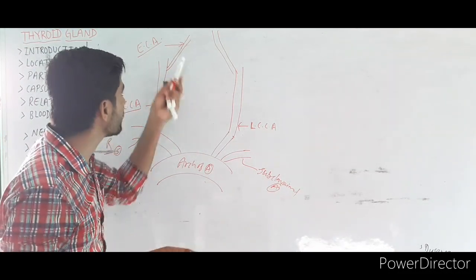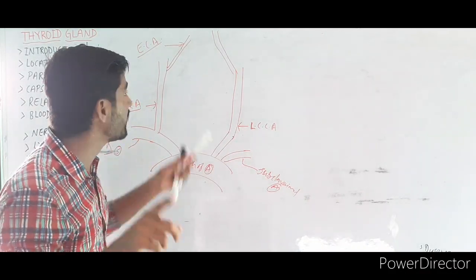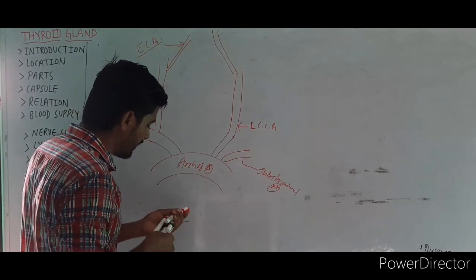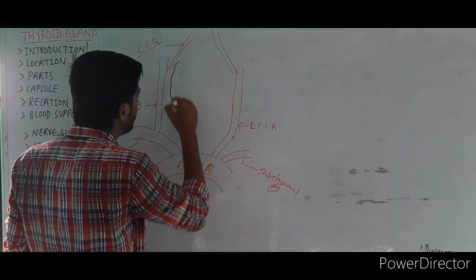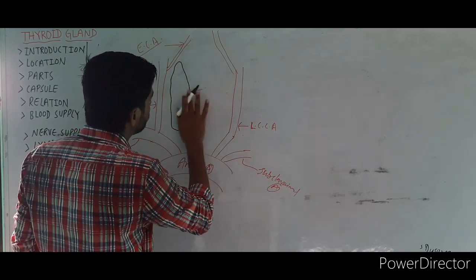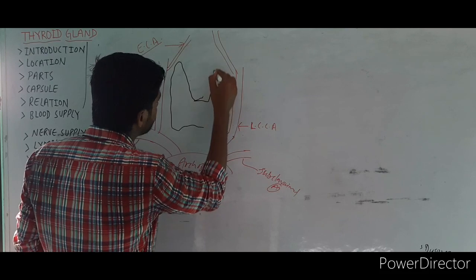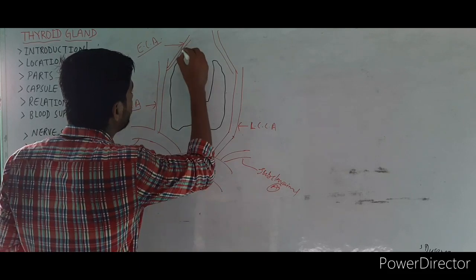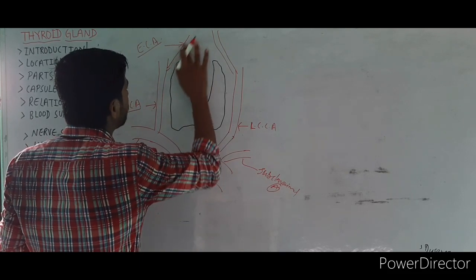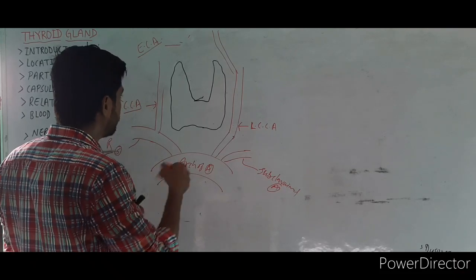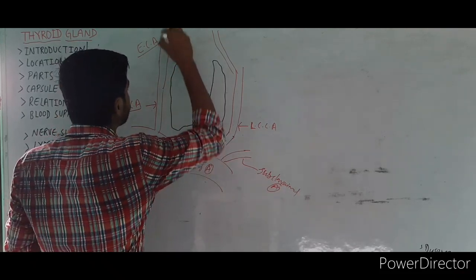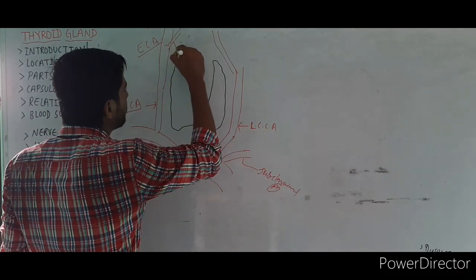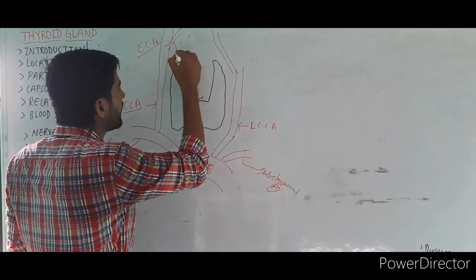This external carotid artery has 8 branches. Okay, among them one superior thyroid artery is the one branch. Am I right? So superior thyroid artery is the one branch. Now here is our isthmus and this is what? Thyroid gland. Okay, so one branch from here, it's like this. Am I right or not? Yes. So from here it is the external carotid artery and one branch will come from here, that is the superior thyroid artery, and it's divided into 2 parts.